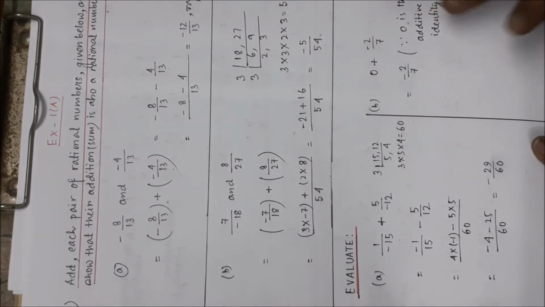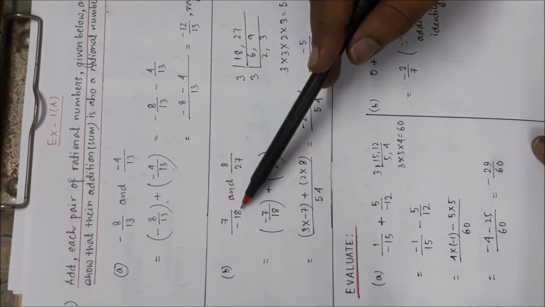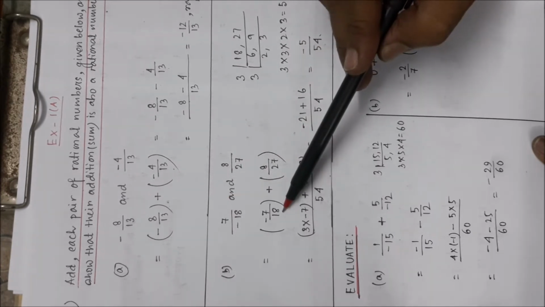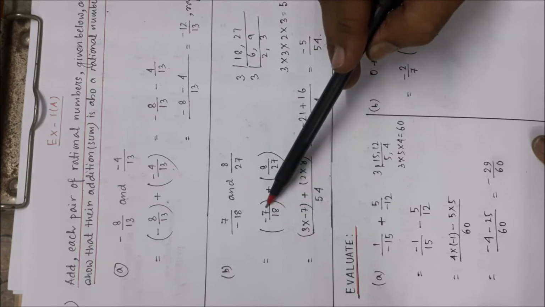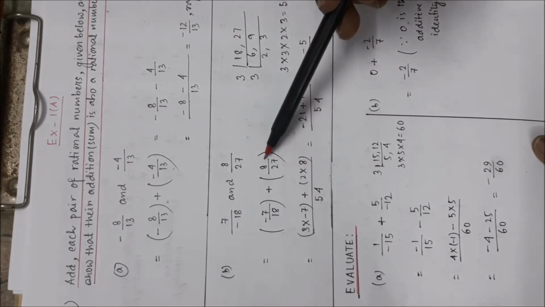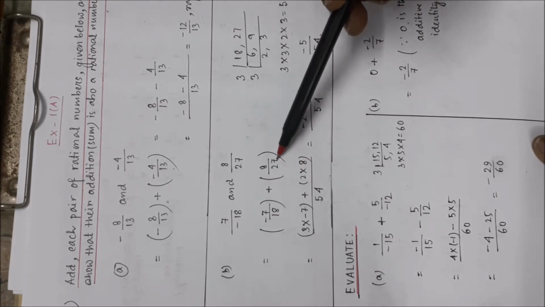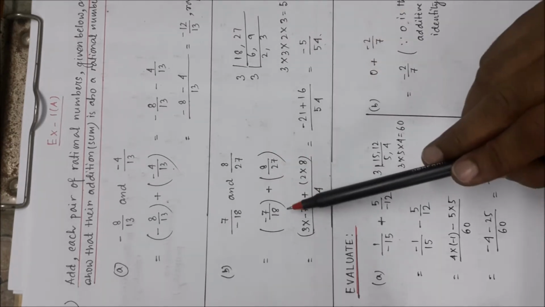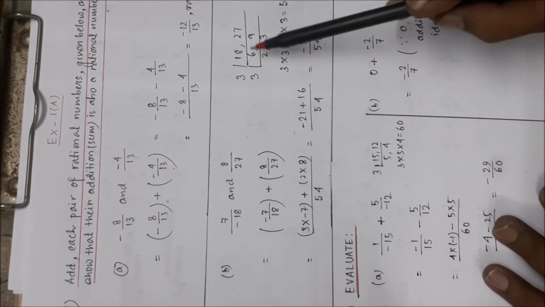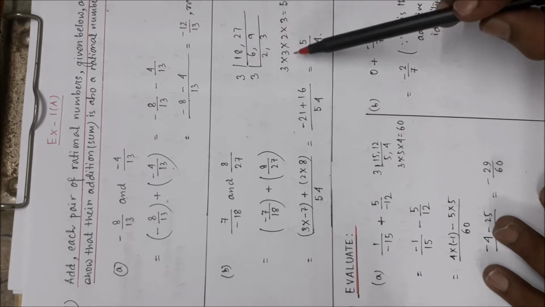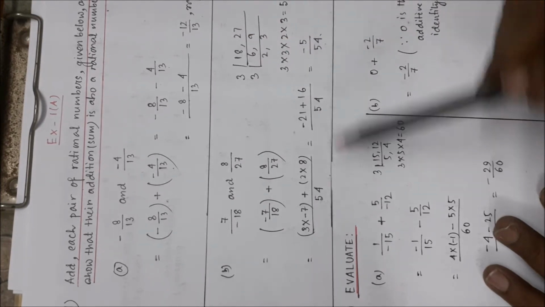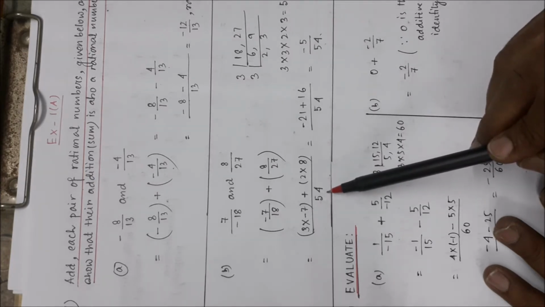So we proved that the addition of two rational numbers is also a rational number. Let us take another example: minus 7 by 18 and 8 by 27. So we need to add. So I am writing minus 7 by 18 plus 8 by 27. First we need to find the LCM of 18 and 27. If you compute, you will get 54. So the denominator will be 54.